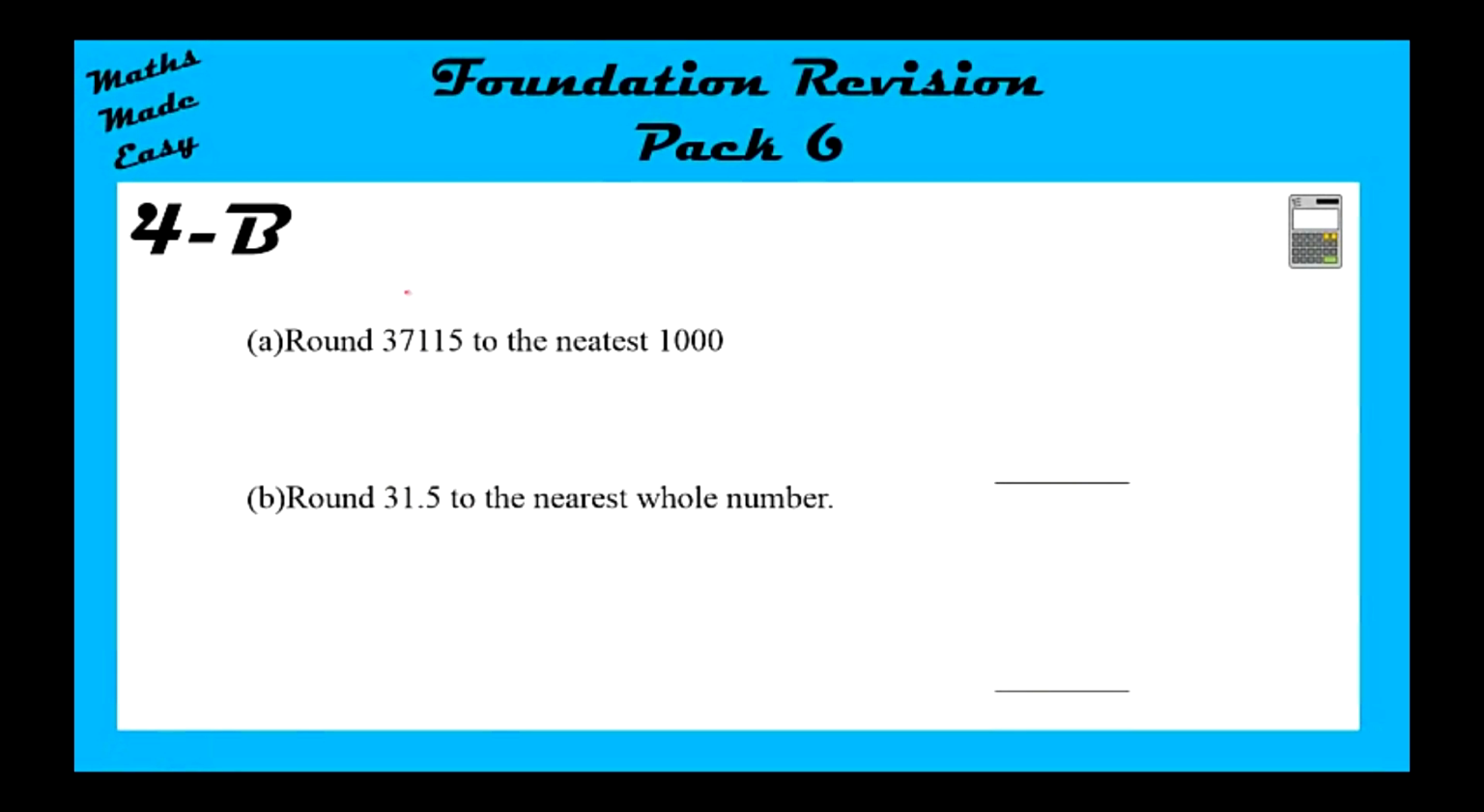Question 4B, round to the nearest 1,000, so the 7's in the 1,000 column, so we put a dotted line after the 7 and we're left with a 1. 1 is 5 or less, so we stay where we are at 37,000. Round this to the nearest whole number, so a dotted line just at a decimal point, that is 5 or more, so we're going to round up, not 31, but 32.